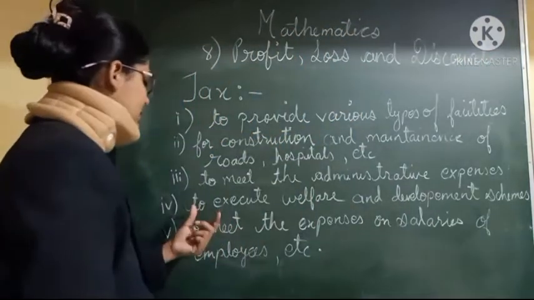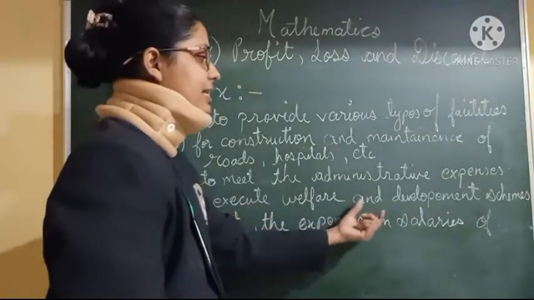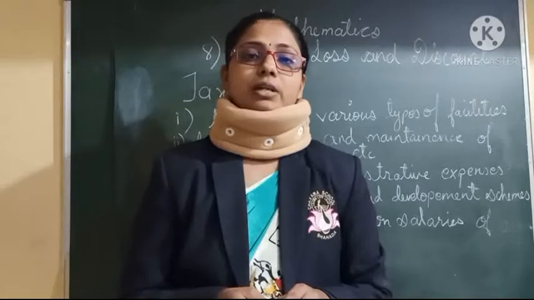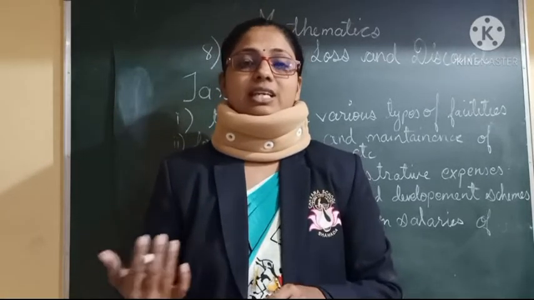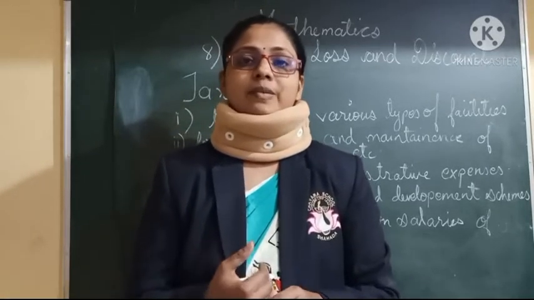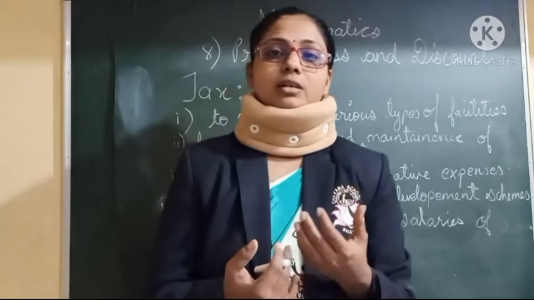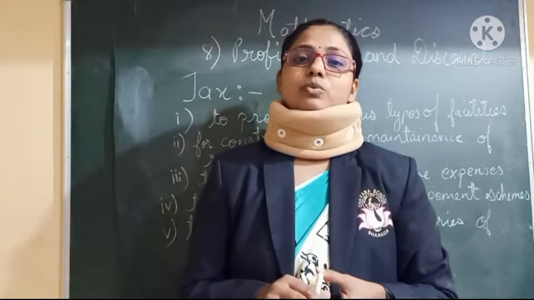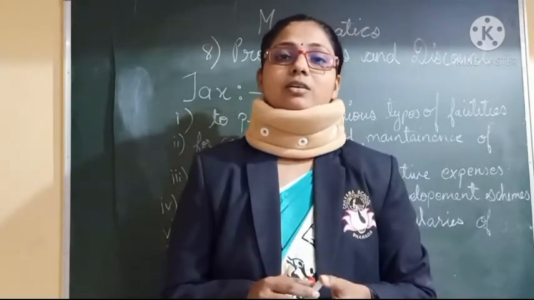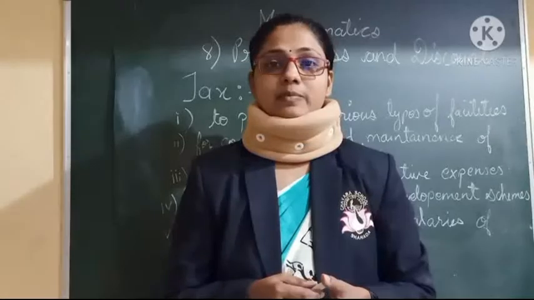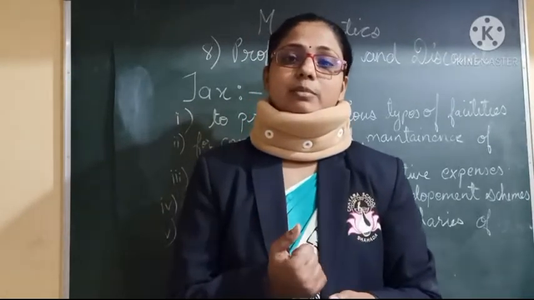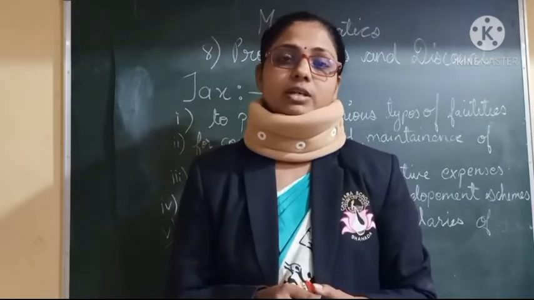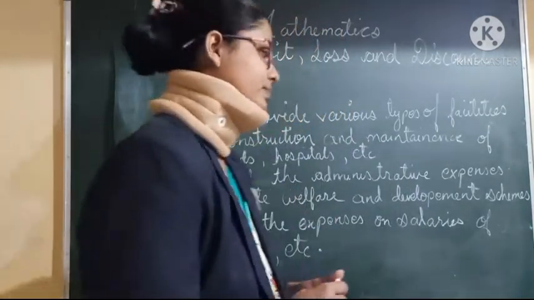Then the next point comes: to execute welfare and development schemes. For example, we can see ashrams, and there are people with different diseases. So who will take care of the ashrams, or the women welfare centers, where many people have health issues? All these things are covered by this type of tax.